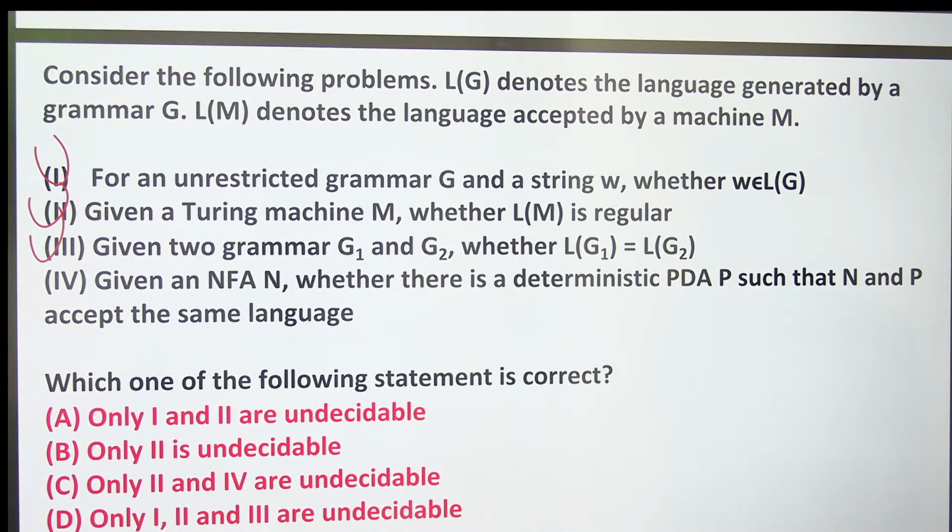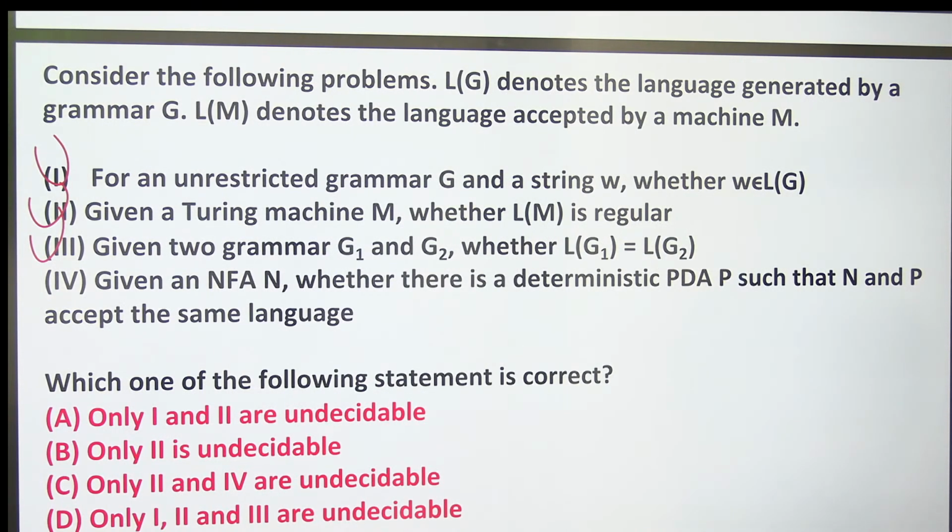Next one, given an NFA N, whether there is a deterministic PDA P such that N and P accept the same language. I am repeating once again. Given an NFA N, whether there is a DPDA P such that N and P accept the same language. Can you help me? What is the meaning of this?